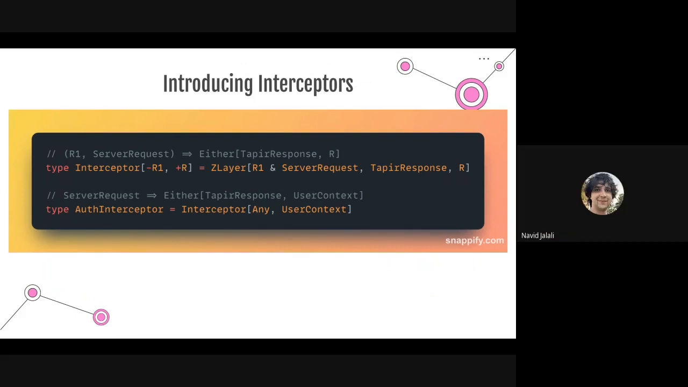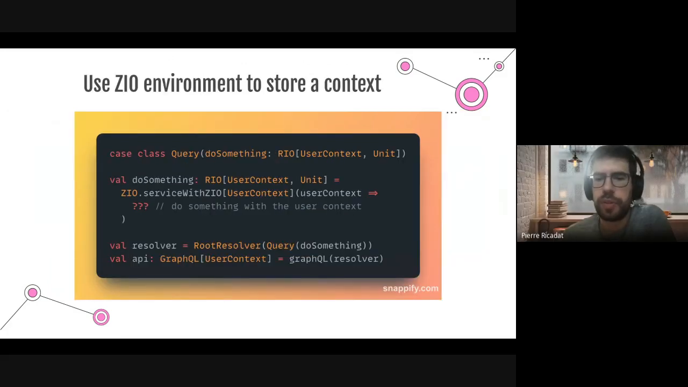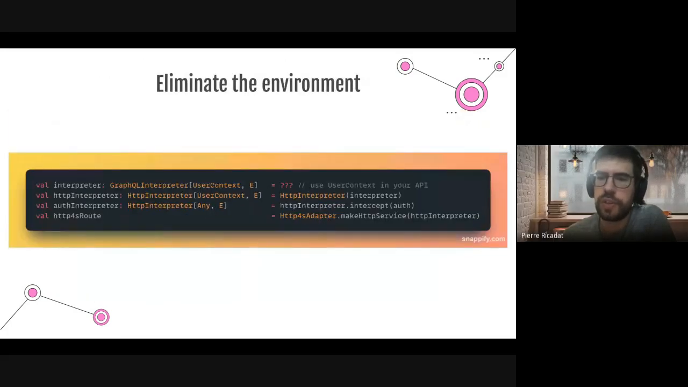I see. But are interceptors not combinable in any way? Like if I have two different ones... You can have multiple interceptors. When you call intercept, you can call it multiple times. But still, we are at the HTTP layer level, so there is no knowledge of GraphQL here. Oh, okay.